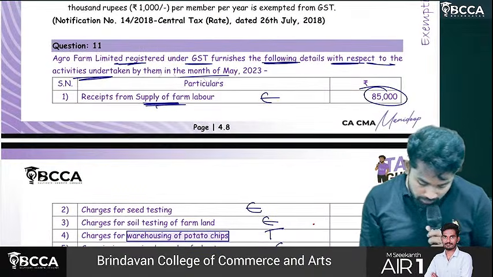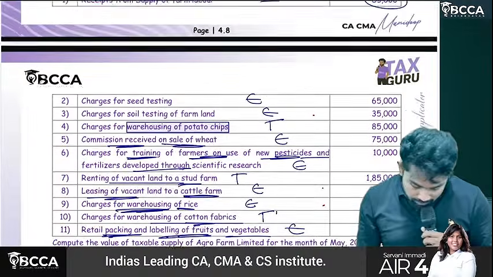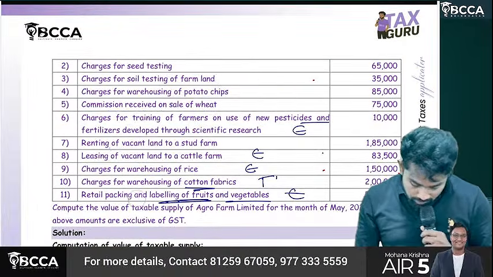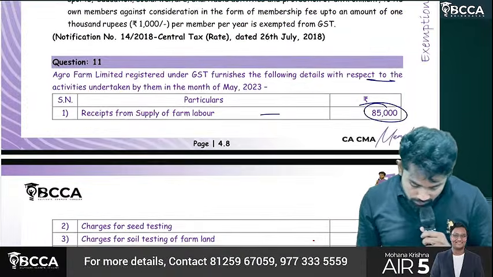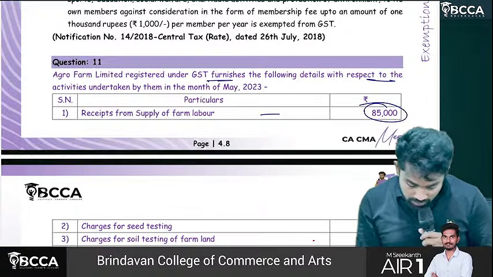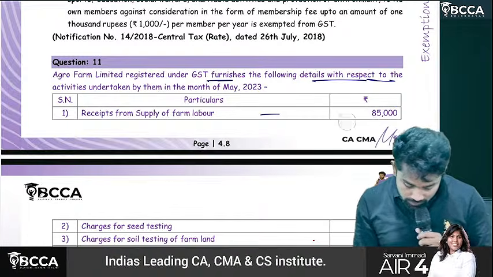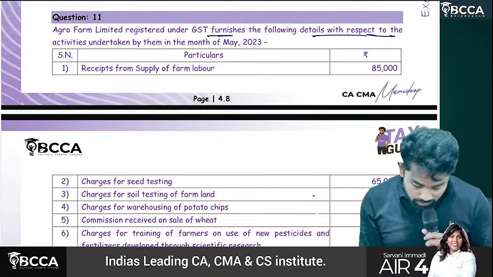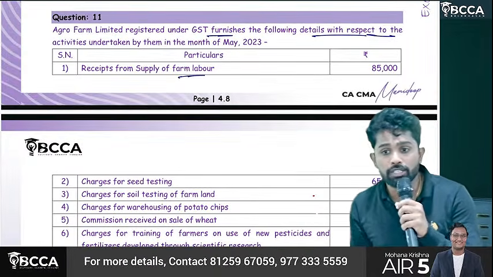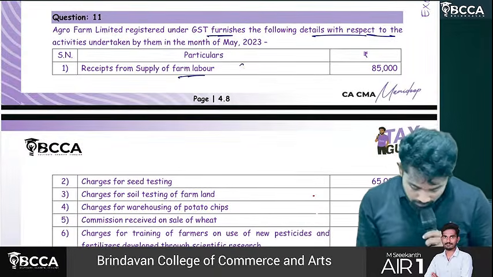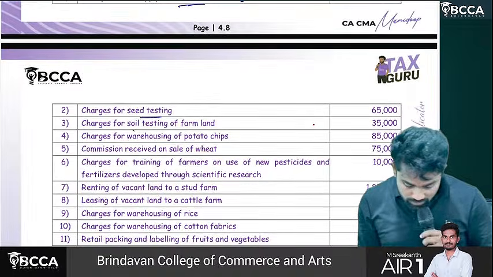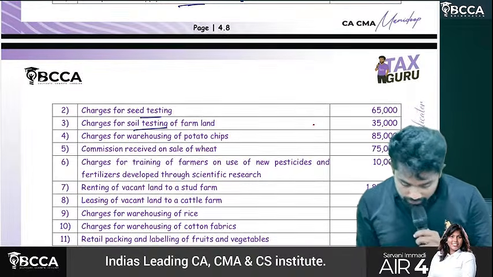Then question number 11, sir. Agrofarm Limited, registered under GST, furnishes the following details. First one, receipts from supply of farm labor. Sir, farm labor supply, it is what? Exempted. Then seed testing, soil testing, all those are also exempted.